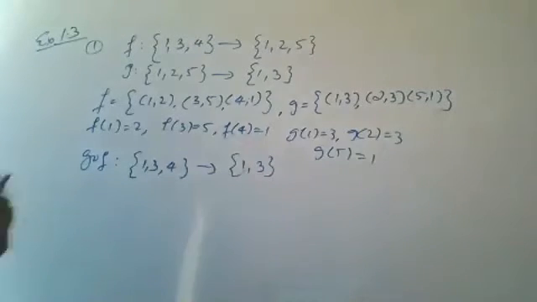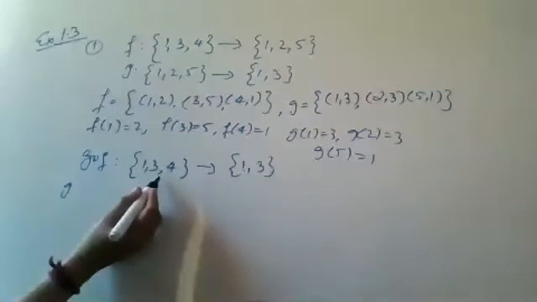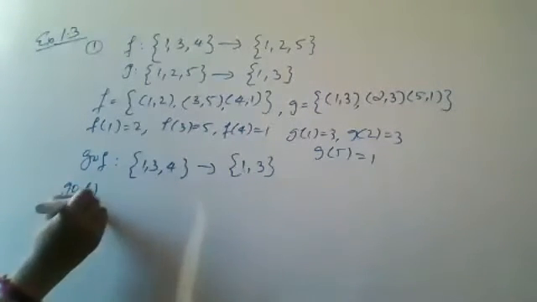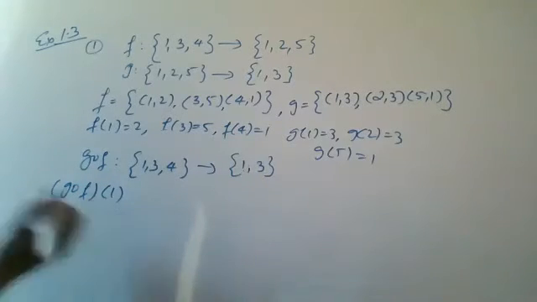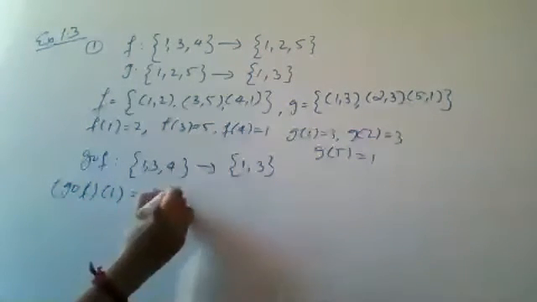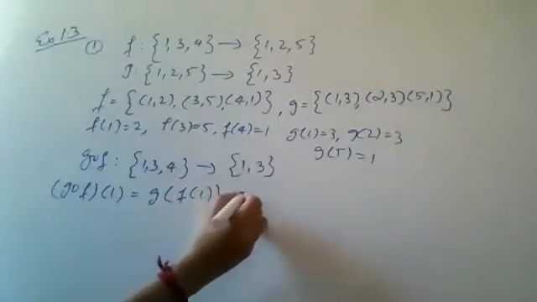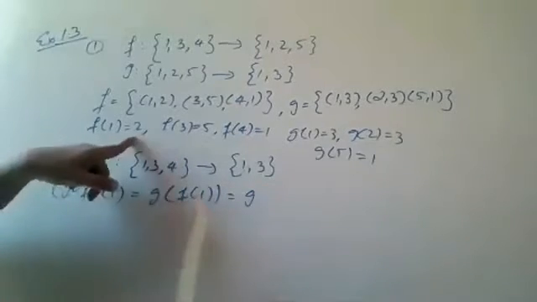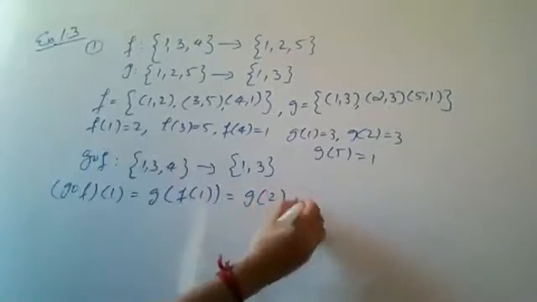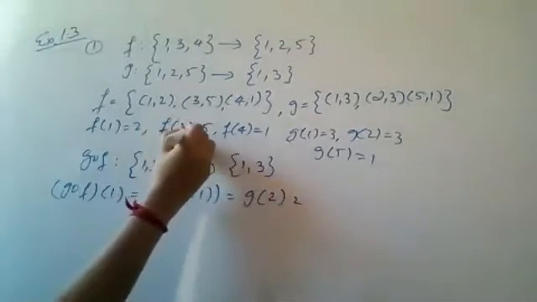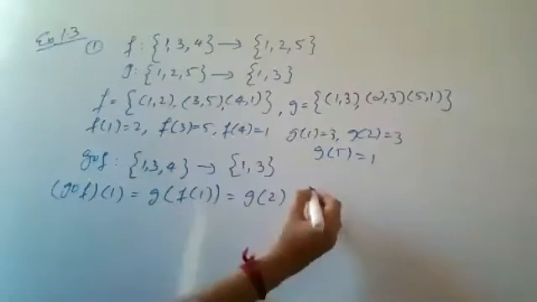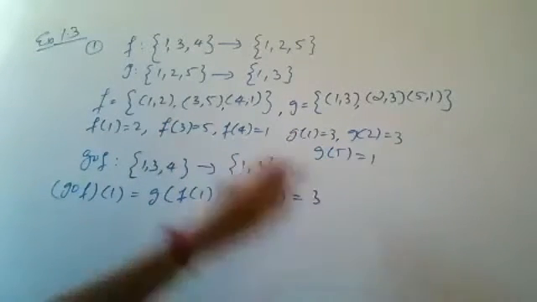Now you will find out the composition for which elements we need to find. So you need to find out the composition at 1, which according to the definition is g of f of 1, and this f of 1 is what? 2. We'll get g of 2, and what is g of 2? g of 2 is 3. So this is the thing.